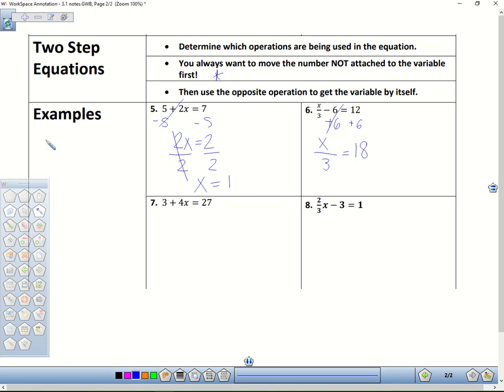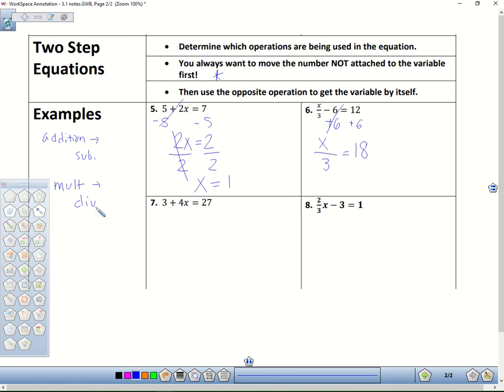So just remember, if you have addition, you're going to use subtraction to reverse it, and vice versa. If you have multiplication, you're going to use division to reverse it, okay? And vice versa with those.